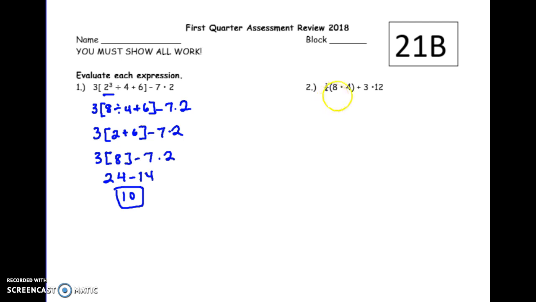Okay, number 2. Don't be confused. We're not distributing. Notice this is multiplication between the 8 and 4. It's not addition or subtraction. Distribution only works with addition or subtraction. So here we're going to again follow order of operations. 8 times 4 is 32, so we're going to have 1/4 times 32 plus 3 times 12. Okay, 1/4 times 32 is 8, and 3 times 12 is 36. So we get 8 plus 36 for a final answer of 44.